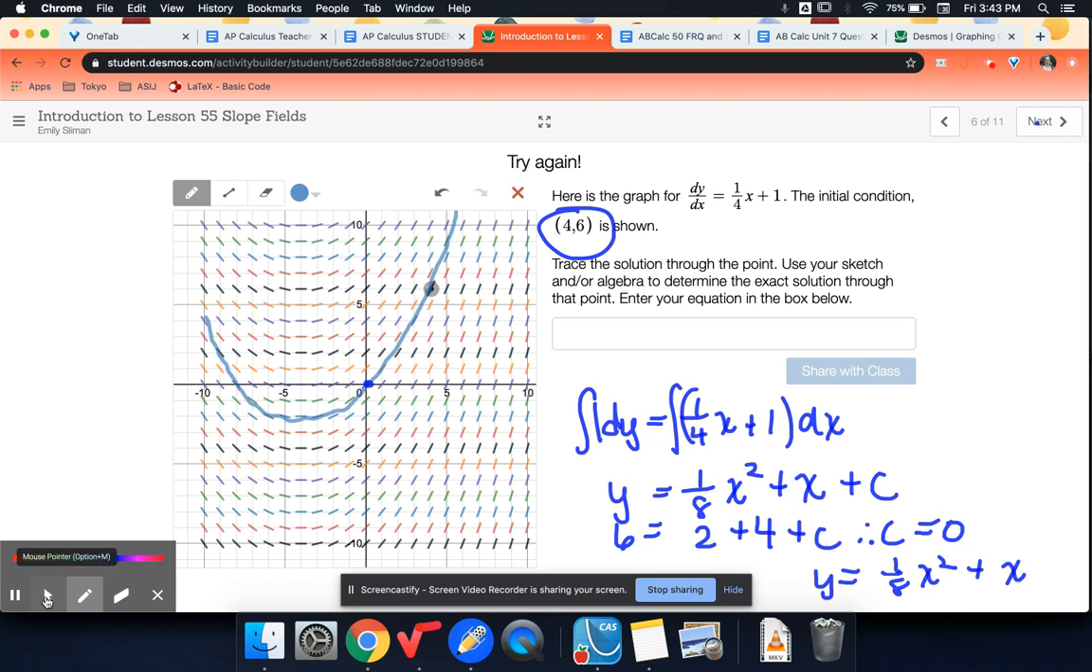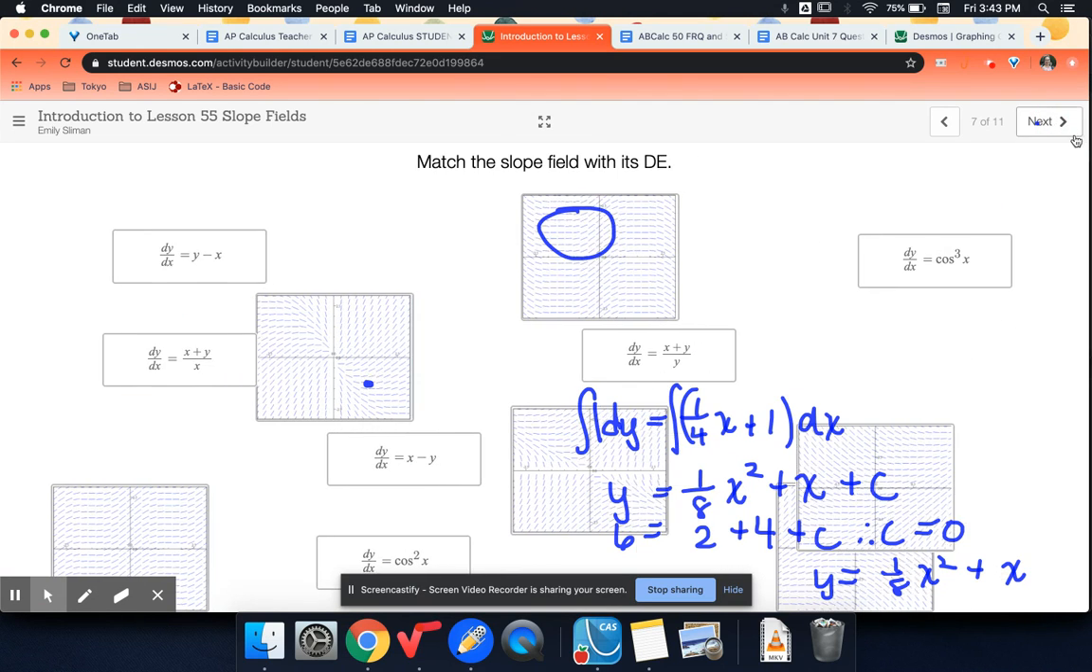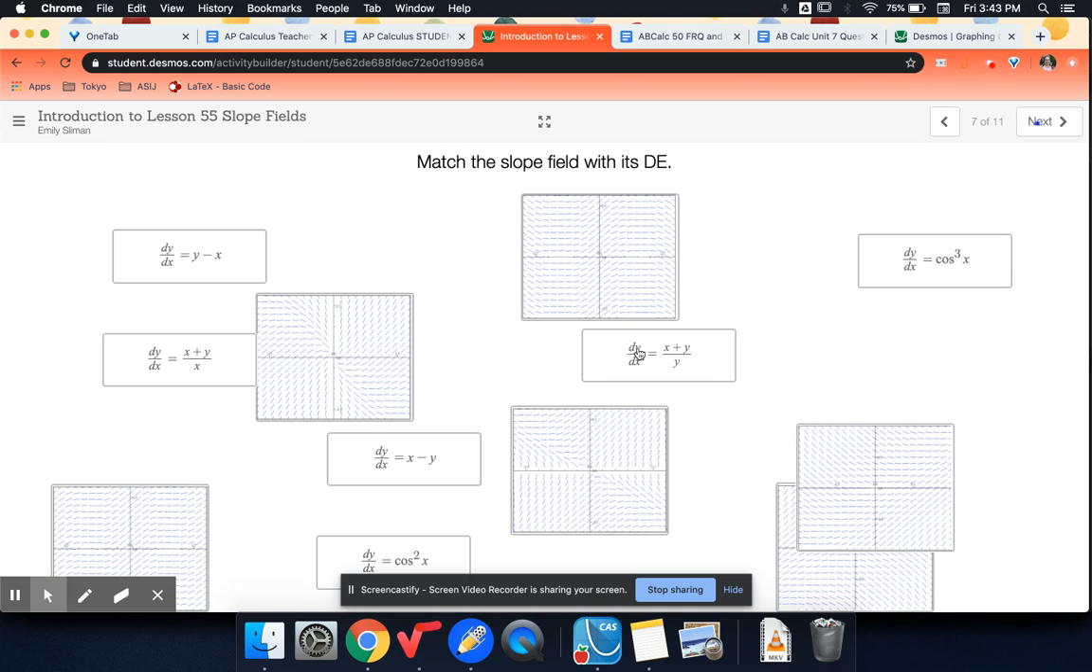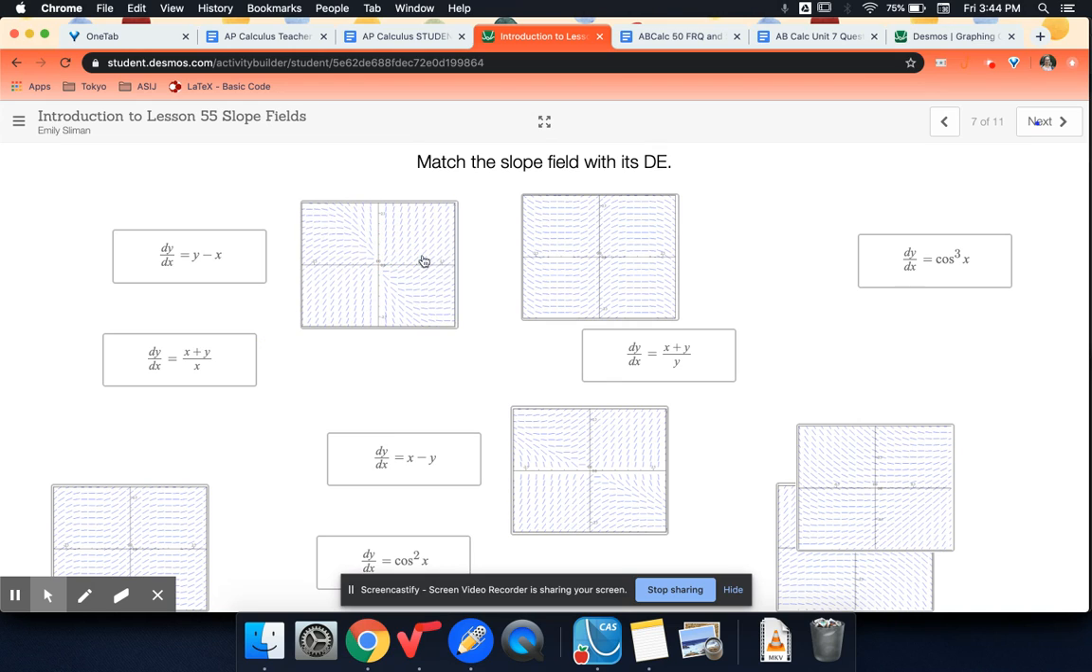Oh, okay, let's go back to there. Oh, fun. So this is a match game for you. Try to put together slope fields with their differential equations.